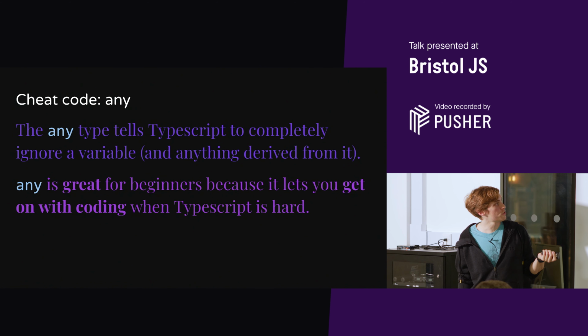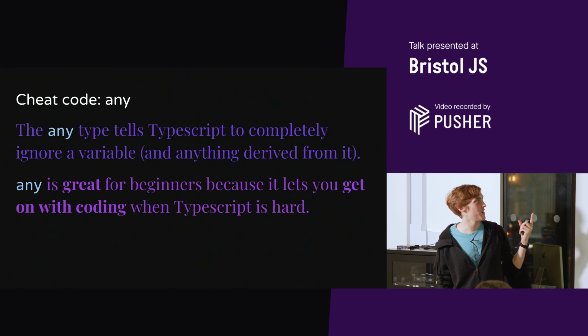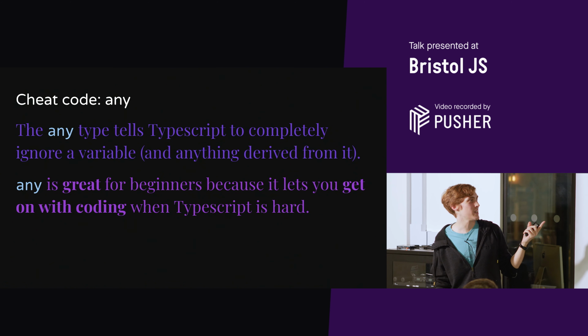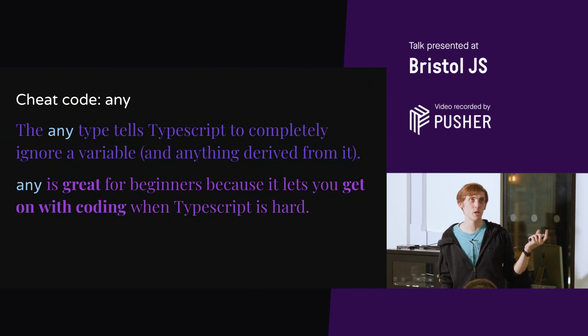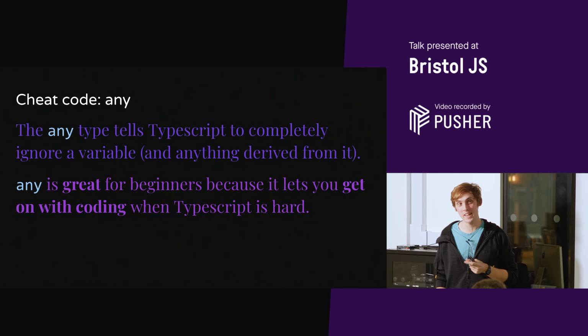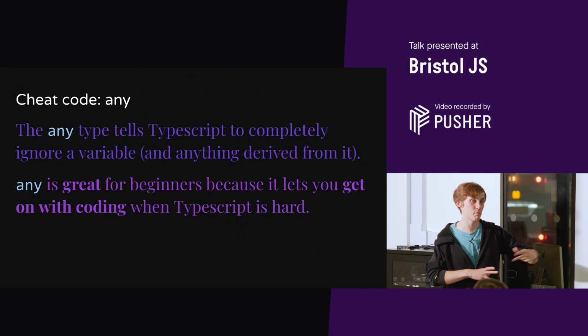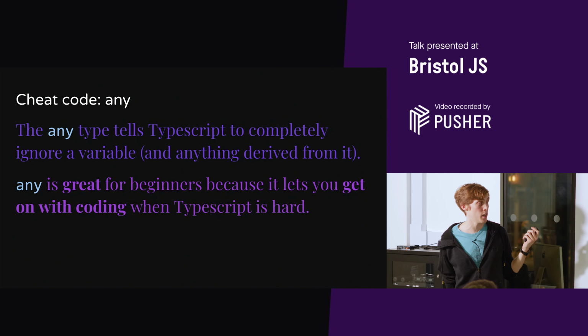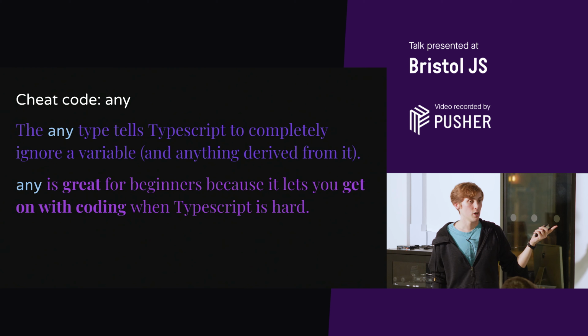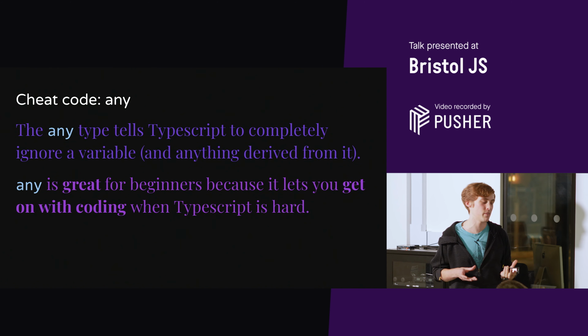Okay. So for easy mode, we've also got a cheat code, which is any. Any is basically the type that tells TypeScript to just go away. So if you set something to any, TypeScript will kind of ignore anything it does until it comes back to not being an any type. So yeah, any: ignore a variable and anything derived from it. It's really good for beginners, and it was really good when I was starting out because you can just go, I have to get this thing released, and I can't be bothered with this type nonsense. And you just go any. And then later you can come back and figure out what's actually going on.